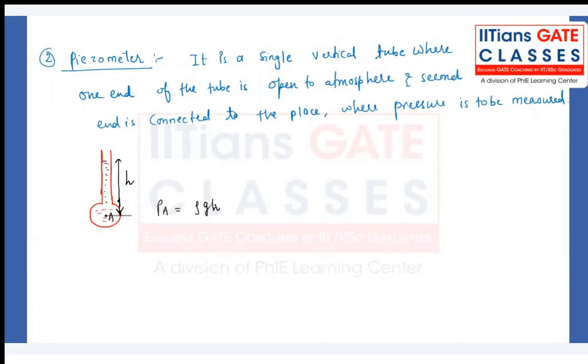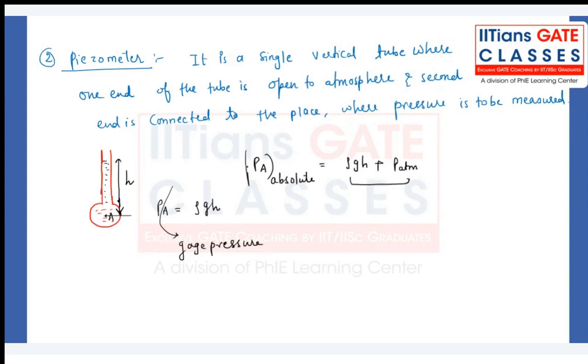Now tell me guys, whether this is giving me the gauge pressure or absolute pressure. Rho gh will give me the gauge pressure. If I want to measure the absolute pressure, then we can write PA equals rho gh plus PATM. So this will give me the absolute pressure, right? Because when the tube is open to the atmosphere, there will be PATM also acting, right? So make a note of it.